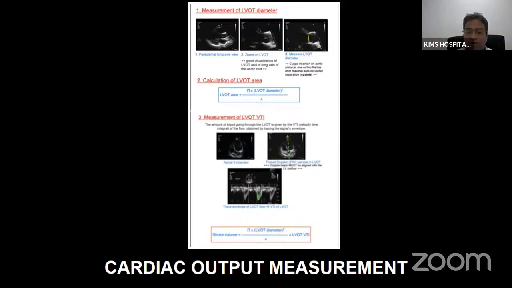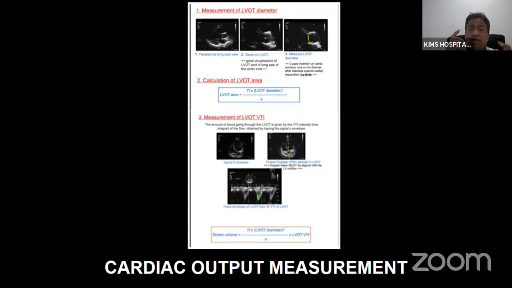And with that, you put a pulse Doppler and trace the Doppler tracing. That is known as the VTI. So you first measure the aortic annulus, then make it half, make it pi r squared, and that will be the LVOT area.